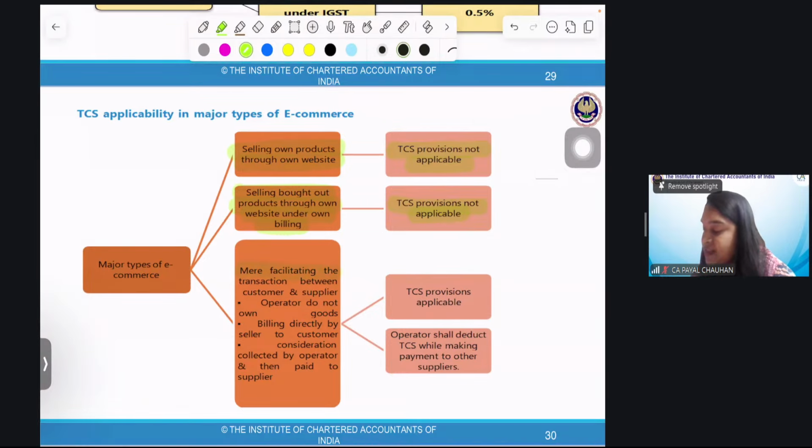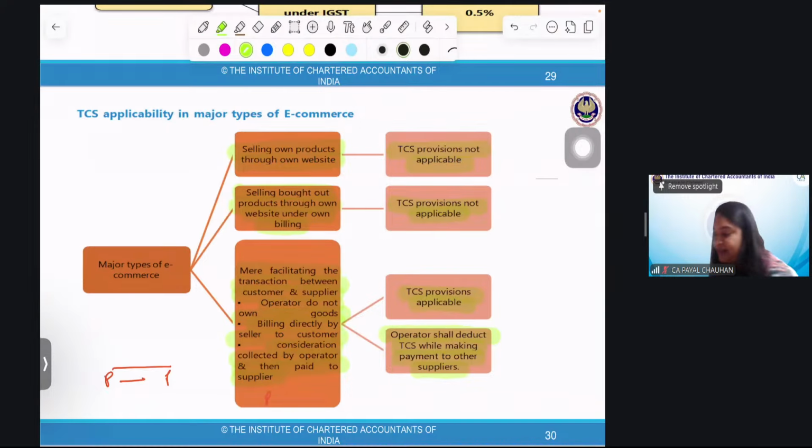Now, merely facilitating the transaction between the customer and the supplier. Operator does not own the goods. Billing directly by the seller to the customer, consideration collected by the operator and then paid to the supplier. Tell me, all the criteria of principal to principal basis are completed. And yes, TCS provisions are applicable. Did everyone get it? Yes, perfect. And the operator shall deduct TCS while making payment to the other suppliers, right? Everyone got it? Easy.